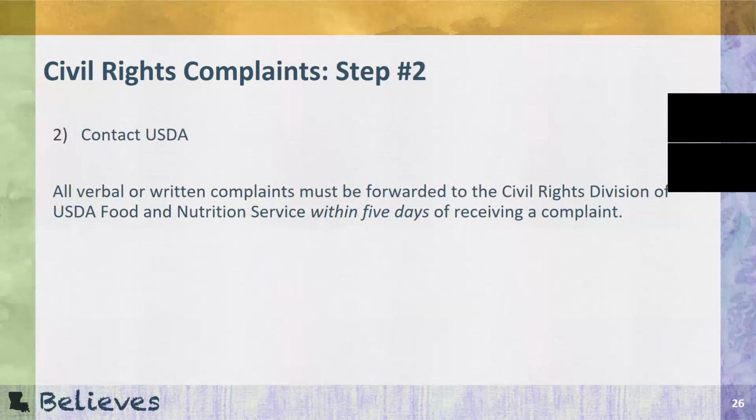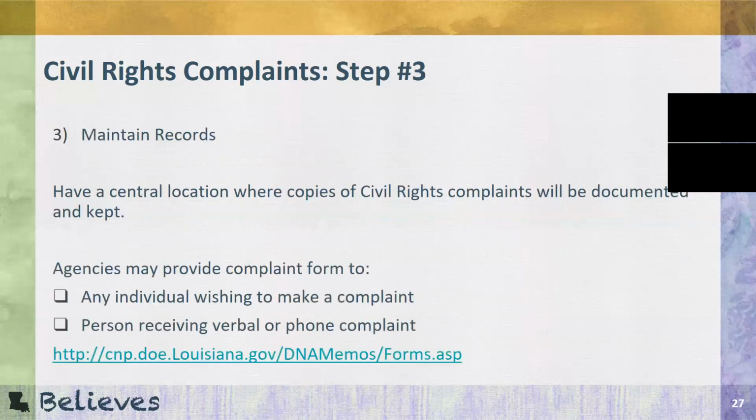The second step for a civil rights complaint is to contact USDA. All verbal or written complaints must be forwarded to the Civil Rights Division of USDA Food and Nutrition Services within 3 days of receiving a complaint. The third step in civil rights complaints is to maintain documentation. All civil rights documentation should be kept at a central location and should be maintained for 3 years plus the current year.